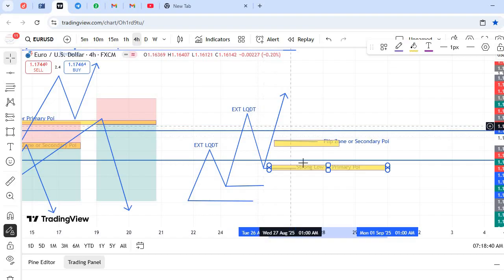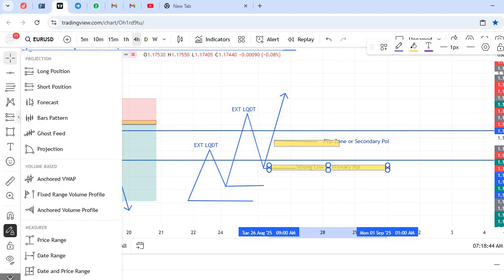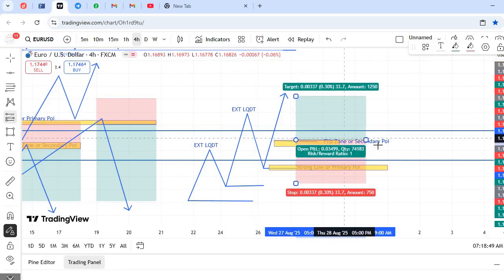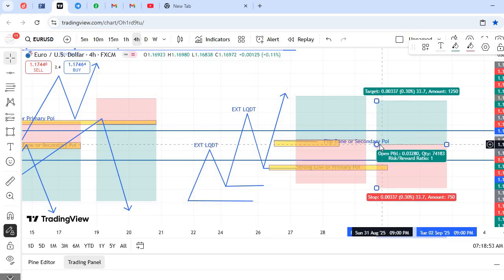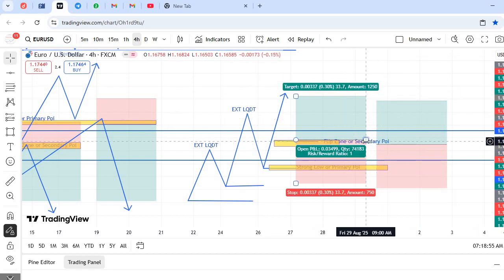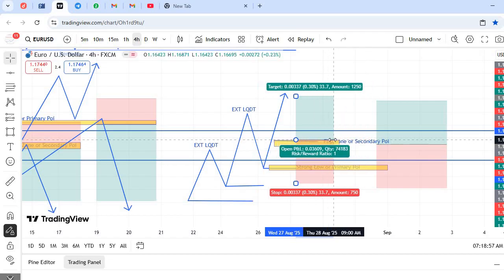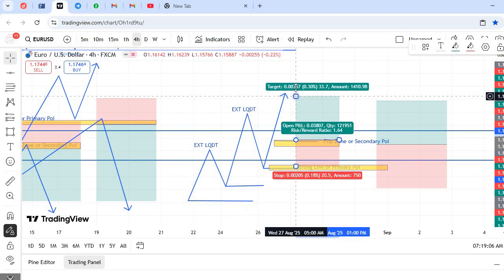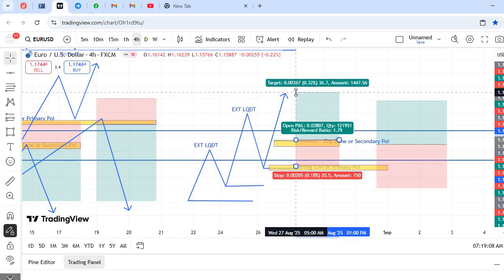Once you have gone down and you pick these two levels, then you come to your long position and you place it here. You also place it here. So this is for your long, this is for the first flip zone, in case price gets here, with your stop loss. You must always set your take profit.